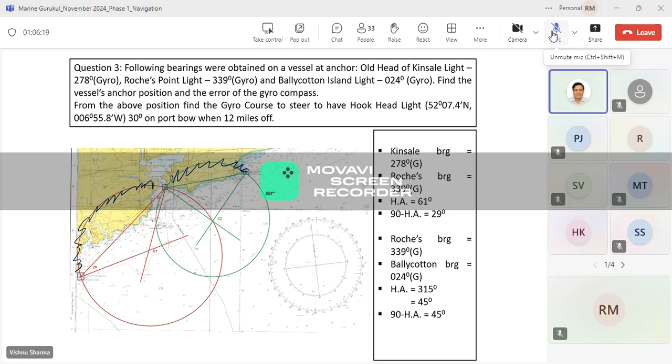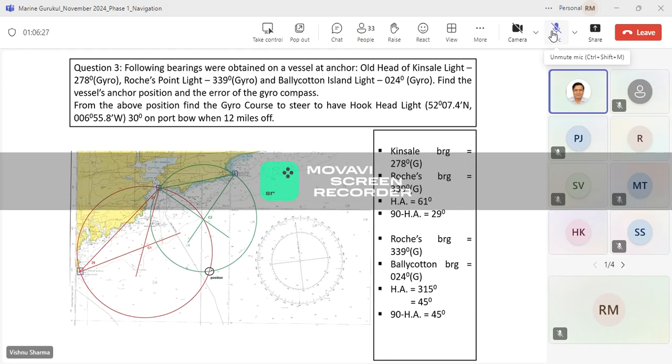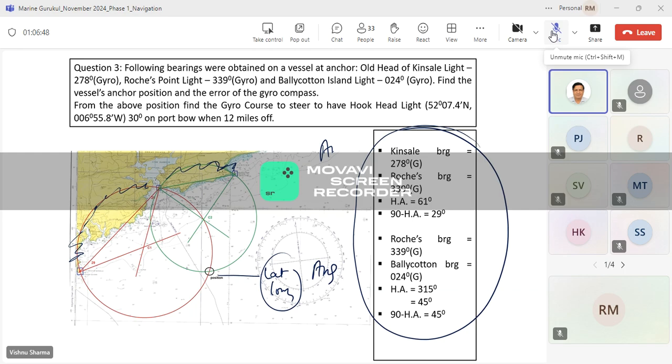Where do the two circles intersect? They intersect at Roche's. The ship cannot be there. The other point is this one. This is the anchor position. Am I right, guys? Yes, sir. The question says find the anchor position. You will pick up the latitude and longitude of this and transfer it to the answer sheet. All these calculations have to be on the answer sheet, guys.